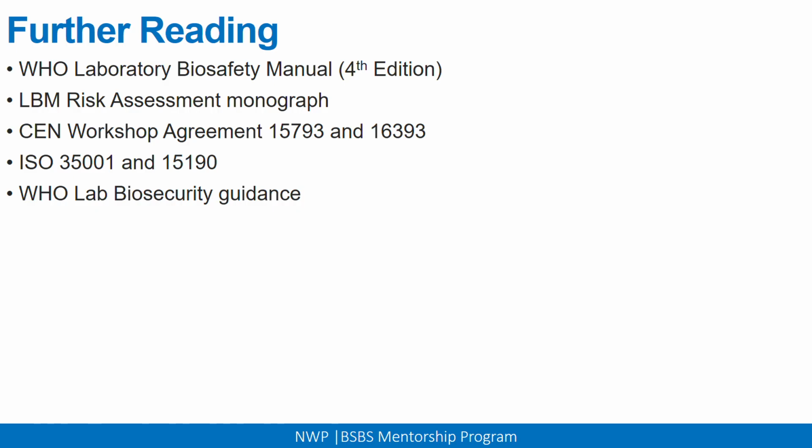Then if you need to know what requirements or standardization you need, you can read the CEN Workshop Agreements or the ISOs. Under the CEN Workshop Agreements, you have the CWA 15793 as well as the CWA 16393. Then for the ISO, you have ISO 35001 and ISO 15190. Then if you need more information that the risk assessment monograph won't offer you, especially in relation to biosecurity, you can look at the WHO Laboratory Biosecurity Guidance, which will give you more information on laboratory biosecurity risk assessment. So basically, this is where you may want to get more information.